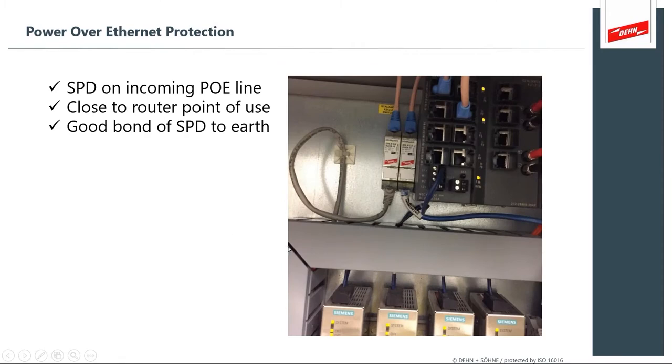Power over Ethernet protection, where you have an RJ45 cable coming from your router. It goes out to extensive equipment scattered around the plant. We're looking for an SPD on that incoming PoE line. We're looking for it to be close to the router, right at the point of use. And we're looking for a good bond directly mounted from the surge protection device onto the earth system, the bonded system of this cabinet. So these are the things that we would put into our maintenance plan and into our inspection list to make sure that we've done it right. And these are the things that the operators can take control of and not fall victim.